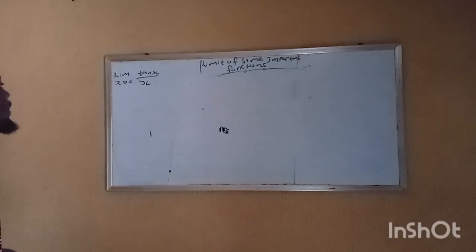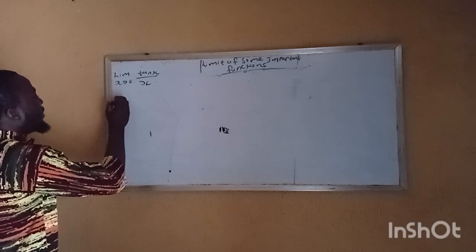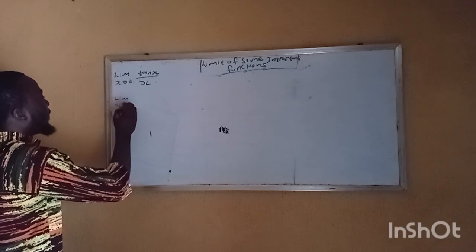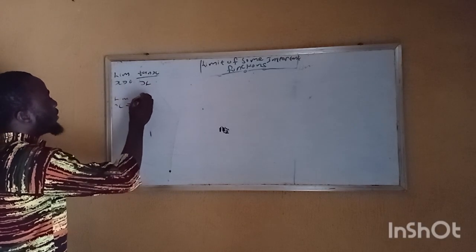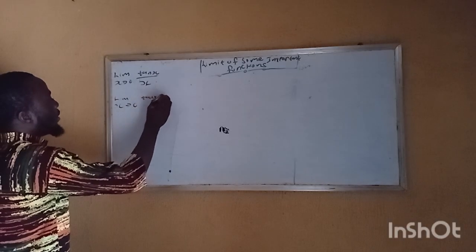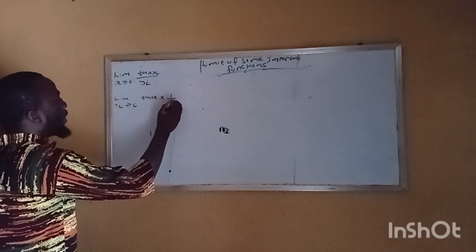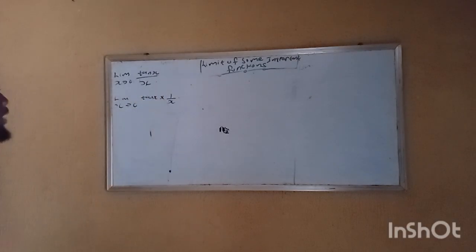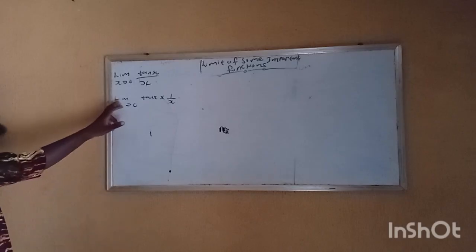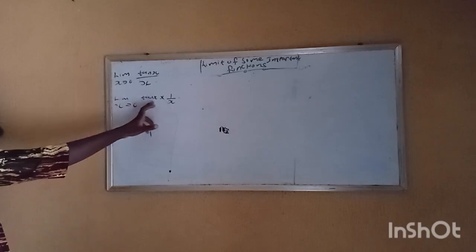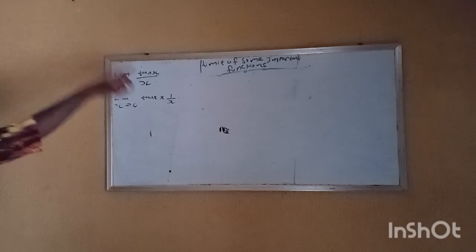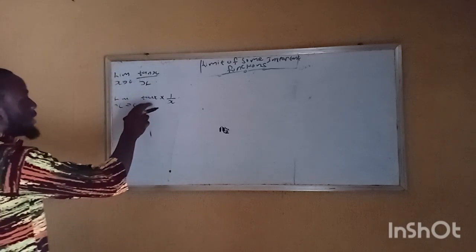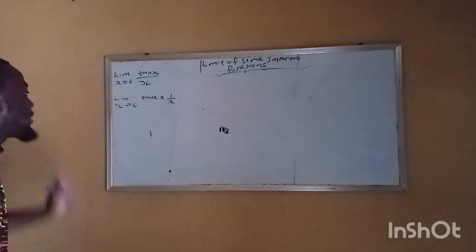Don't forget the first thing. Let's first split this. This thing also means the limit of x tends to 0 of tan x multiplied by 1 all over x. I've been able to split this. Then don't forget that from your trig identity, tan x is equal to sine x over cos x.